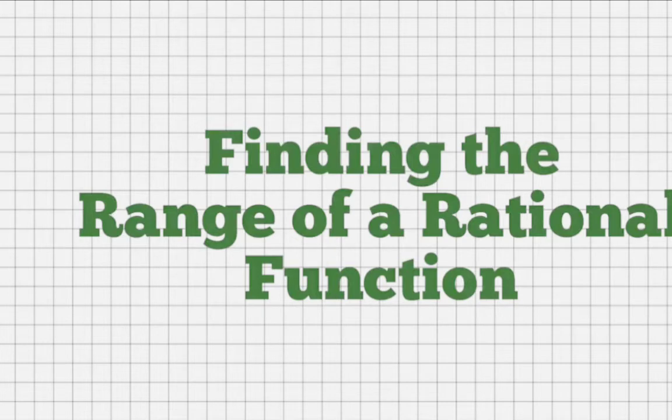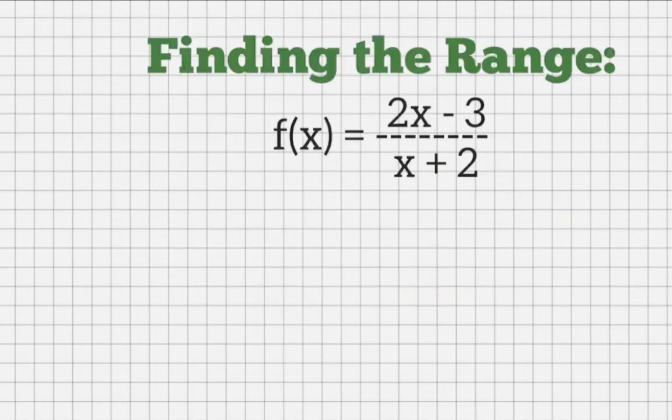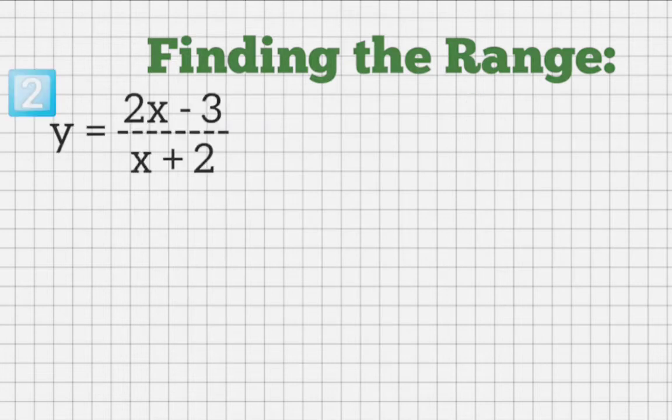Let's have the rational function on the first example. f(x) is equal to 2x minus 3 over x plus 2. Step 1, change f(x) into y. Y is equal to 2x minus 3 over x plus 2. Step 2, solve the equation for x in terms of y. Multiply the denominator x plus 2 to y. This will become y times x plus 2 equal to 2x minus 3.